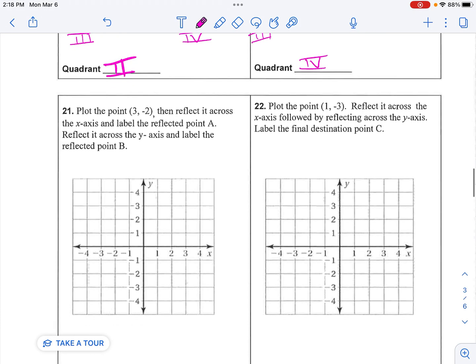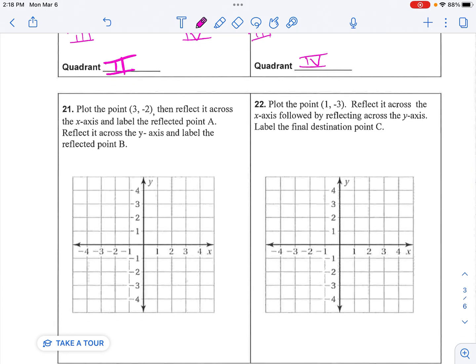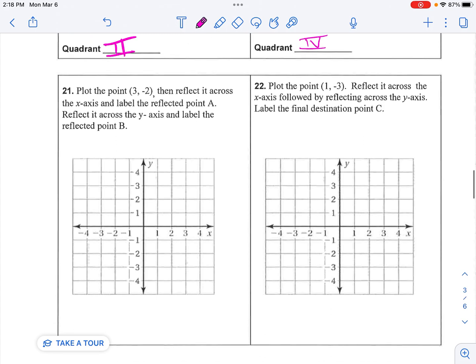21 and 22 are similar, but the wording is different, so please pay close attention. We're going to plot the point 3, -2. I would stop right there and do that first. We're plotting the point 3, -2, which means to the right 3, +3, down 2. So here's my original point.